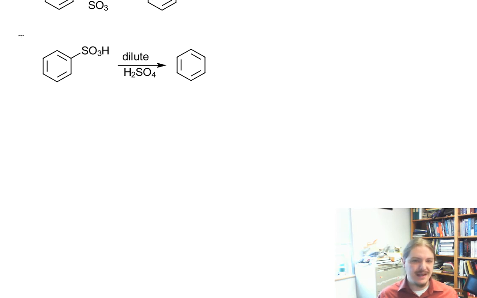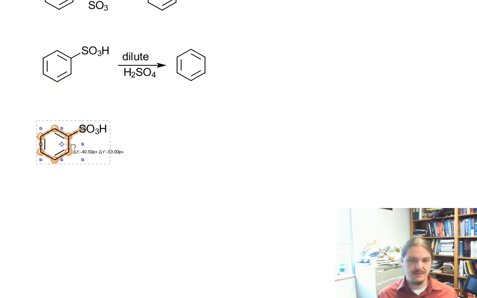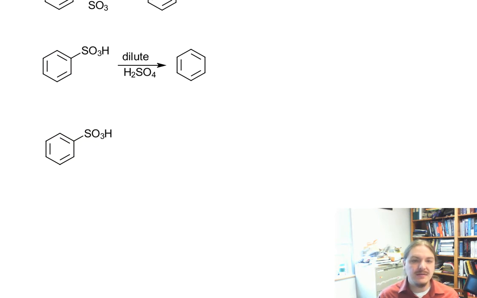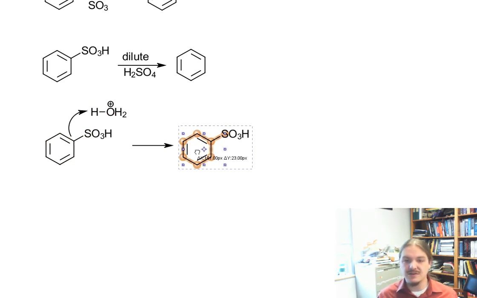So in this case, the active electrophile is a proton, since we're in dilute aqueous sulfuric acid, from the hydronium cation. And the mechanism here really looks a lot like just walking this thing through in reverse. Generate this intermediate here.